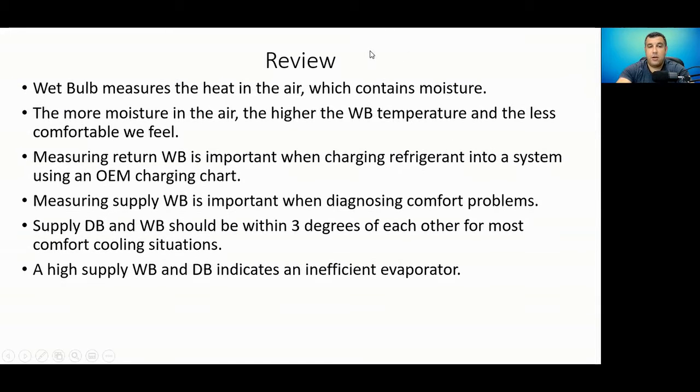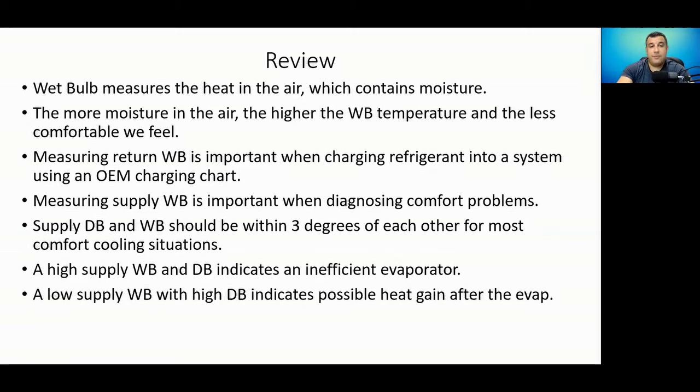If we have a scenario where we have a high supply wet bulb and a high supply dry bulb, this indicates an inefficient evaporator. We may be low on charge. We may have a bad metering device. We may have a liquid line restriction. Our evaporator is not getting cold enough.